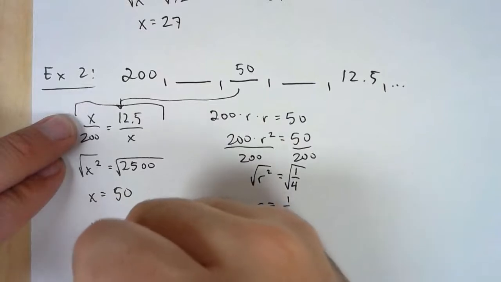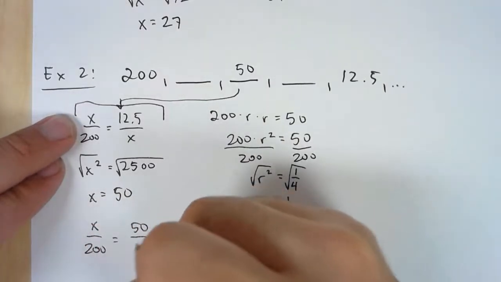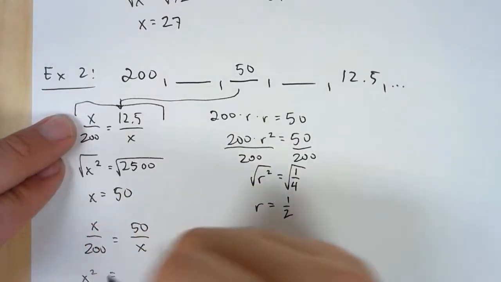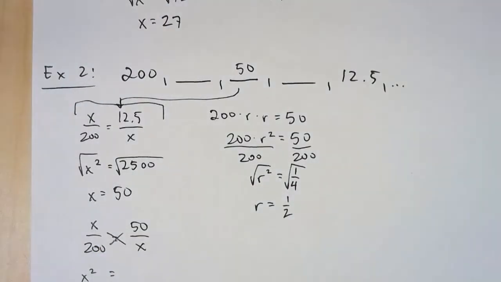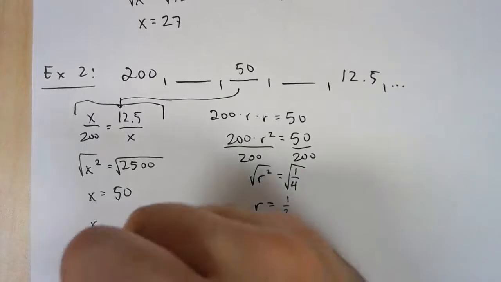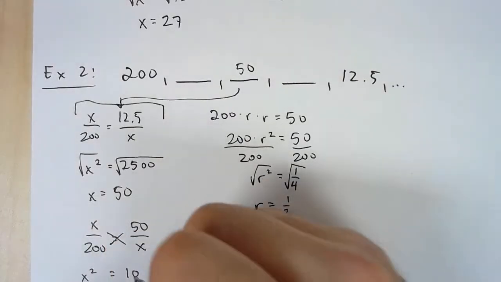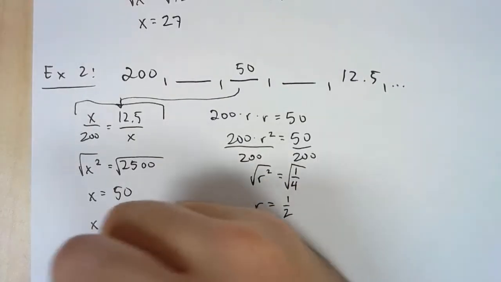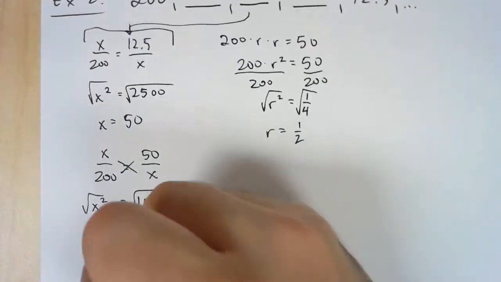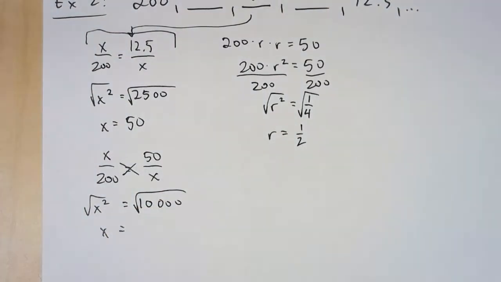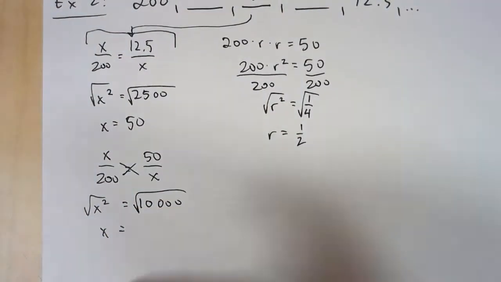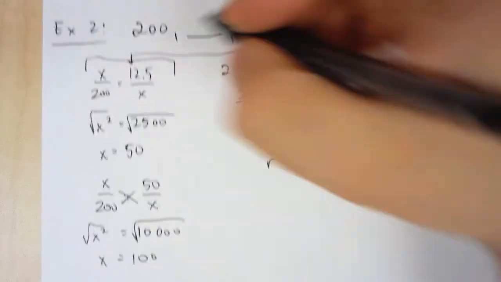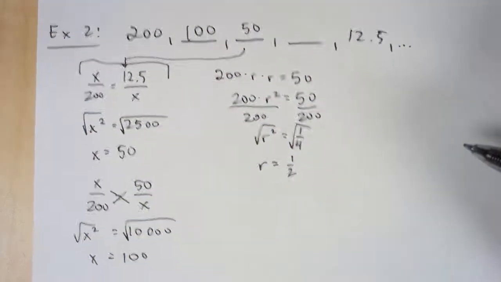So x over 200 equals 50 over x. We get x squared again equals, let's see, 200 times 50 is I think 1,000? No, it's 10,000, missed a 0. 10,000, square root both sides, we're going to get x equals, let's see, square root of 10,000 is 100. So yeah, we get 100 like we thought we were going to get.